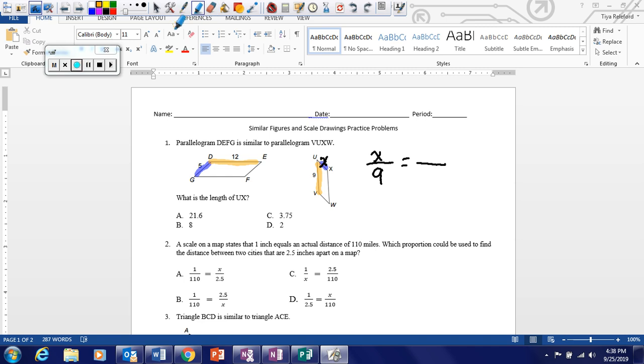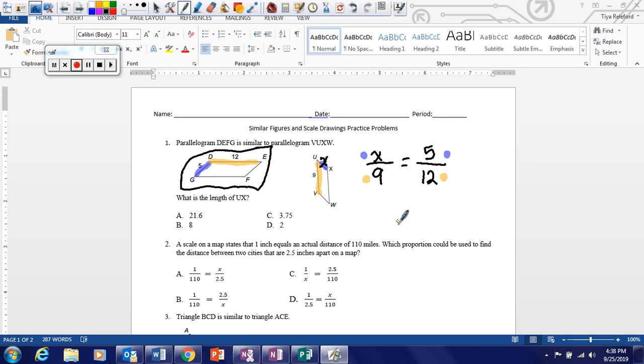This is where the color coding helps. 9 is orange and X is blue. So the numbers on the other side of my proportion have to also be blue and orange. So now we're looking at the other shape, and the blue number is 5 and the orange number is 12.